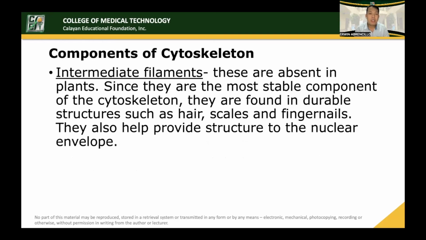Another component of the cytoskeleton is intermediate filaments, which are again absent in plants. Since they are the most stable component of the cytoskeleton, they are found in durable structures such as hair, scales, and fingernails. They also help provide structure to the nuclear envelope. So they are very stable. And if you notice the examples of the intermediate filaments, hair, scales, and fingernails are all tough parts of our body or in the body of animals.